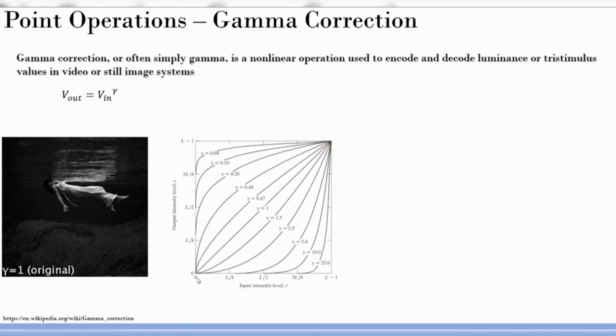So this is a generalized representation. L you can treat as 256. So 256 minus 1 is 255, which we used to see in many of the examples. So the generic formula is L minus 1, and L is nothing but 2 to the power of n, and n is nothing but the bits, how many bits you represent. So this is the relation between the output and input for various values of gamma.